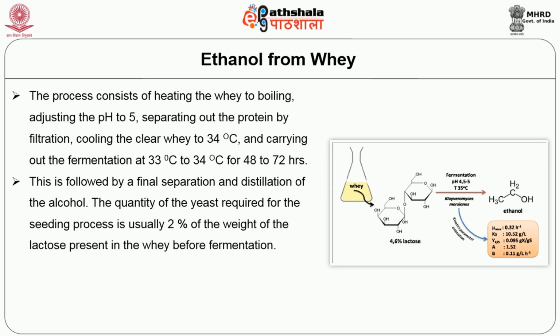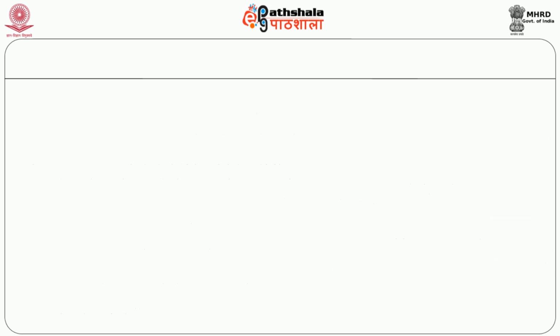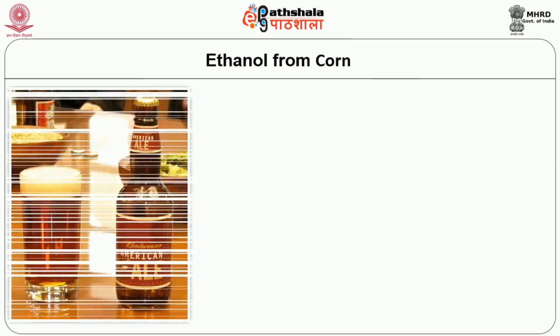The quantity of the yeast required for the seeding process is usually 2% of the weight of the lactose present in the whey before fermentation. Byproducts from this fermentation are the whey proteins and slops, of which the latter may be dried after the alcohol has been distilled. The next important source is corn.